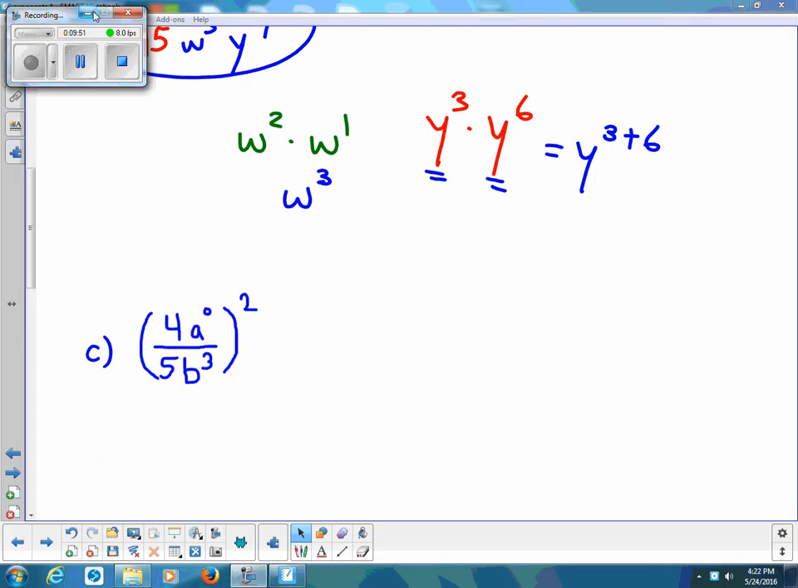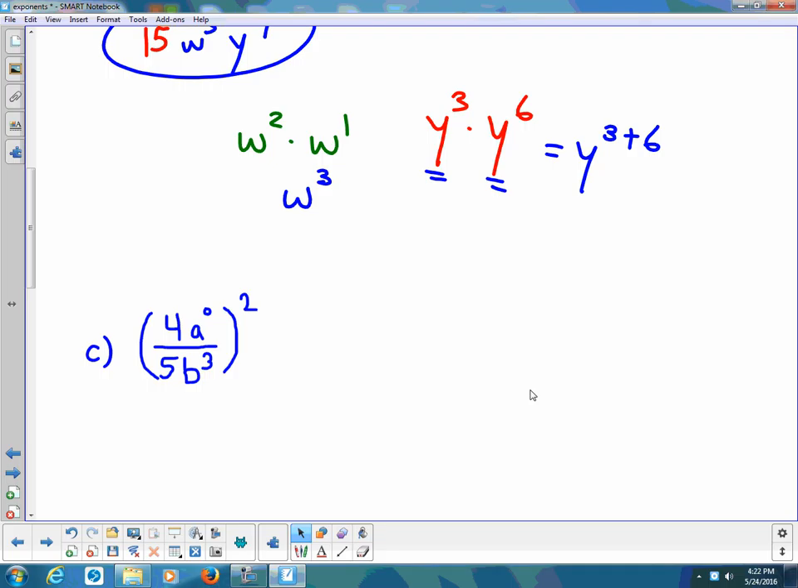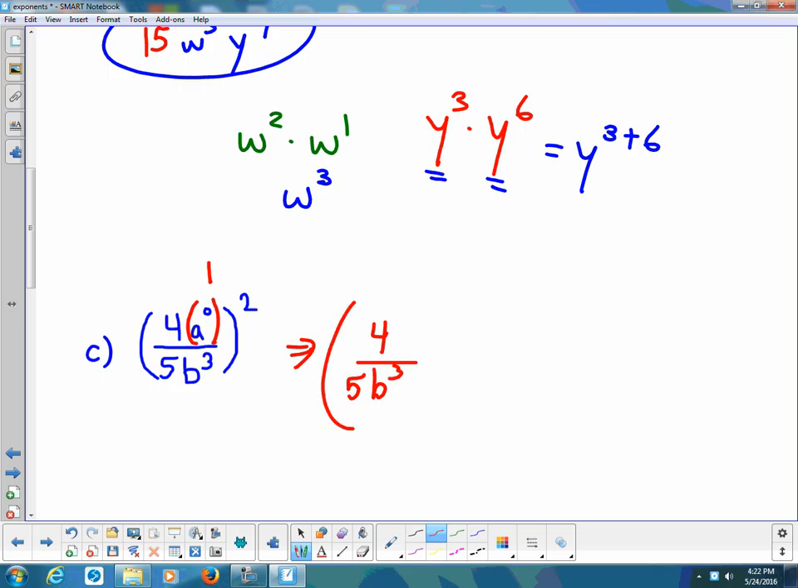Okay, so for this next example, we're looking at 4a to the 0 over 5b cubed, and we're taking the whole thing and squaring the whole thing. So in this case, I would rewrite this. Well, first of all, a to the 0 is equal to what? Well, anything to the 0 is equal to 1, as long as a is not equal to 0. So that's just equal to 1. So far I have 4 times 1 in the numerator over 5b cubed, but the whole thing has to be raised to the second power.